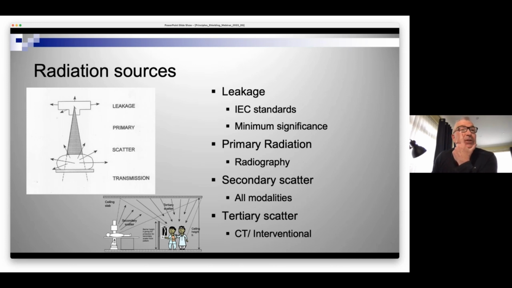So what we're concerned with are primary radiation for radiography, secondary scatter for all modalities, and something that I haven't quite mentioned yet, but Colin will cover, is tertiary scatter, where scatter from the patient is reflected off the walls or the ceiling onto the people that you're trying to protect.